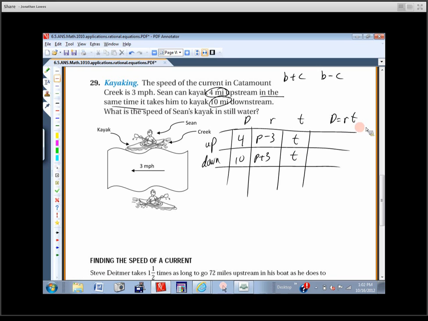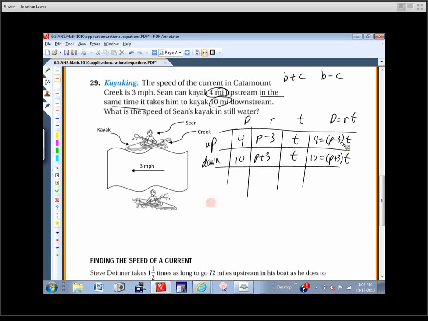This is exactly the same thing we did with the other problems that were a completely different structure. We wrote the equation, distance equals rate times time. So this would be 4 equals P minus 3, make sure that's in parentheses, times T. And then this one's going to be 10 equals P plus 3 times T. Now if you go back and look at your notes, we did exactly the same thing. And once we got here, here's the hint. This is what we do on every single one of these. Find something that's easy to solve for here.